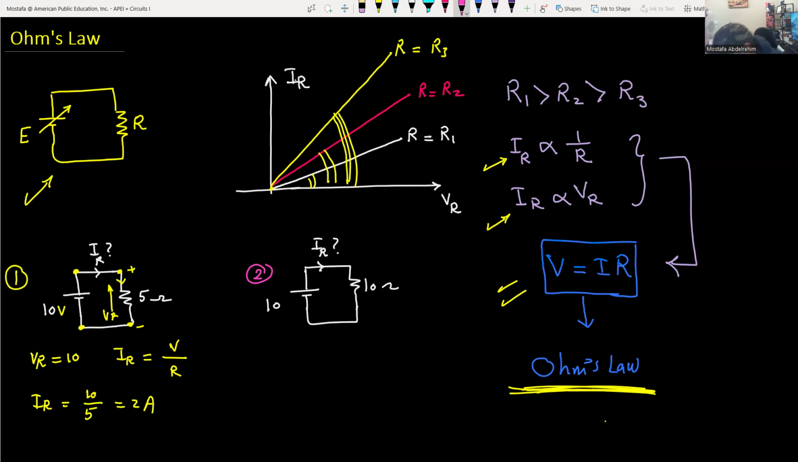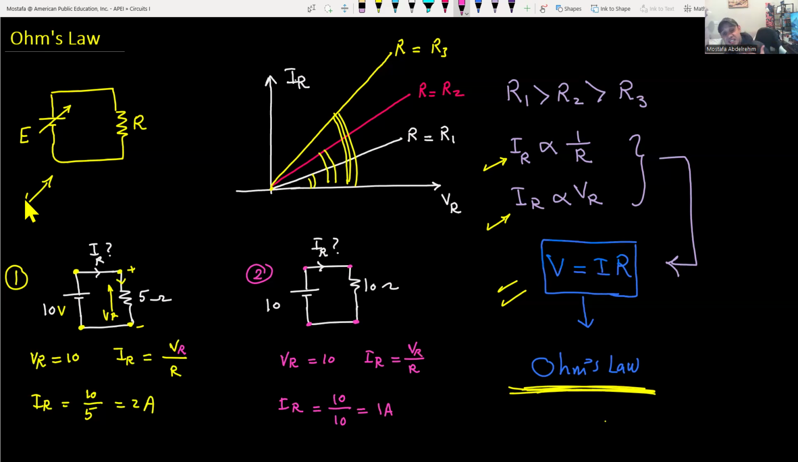Good. Now, same circuit, but I doubled the value of the resistance from 5 ohms to 10 ohms. Let's see what's going to happen. Again, the resistance has the same terminals as the battery, so they have the same voltage. So VR is still equal to 10. IR is still equal to V over R, or VR over R. So IR now equals 10 divided by 10, which is 1 ampere.